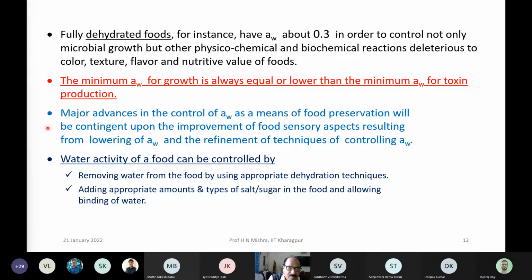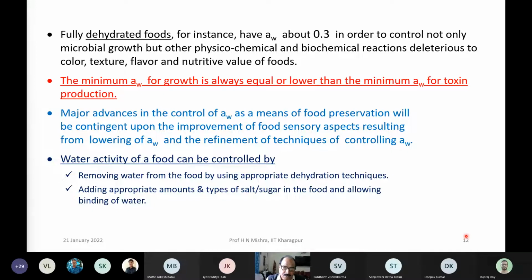Okay. Major advances in the control of water activity as a means of food preservation, however, will be contingent upon the improvement of food sensory aspects, as I told you, resulting from lowering of the water activity, and the refinement of the techniques of controlling water activity.